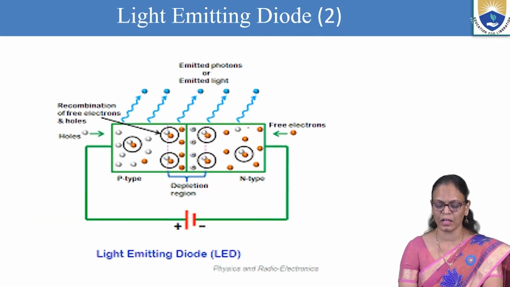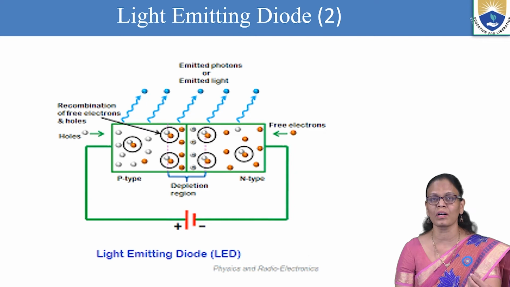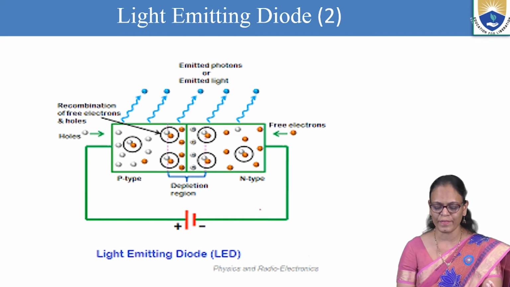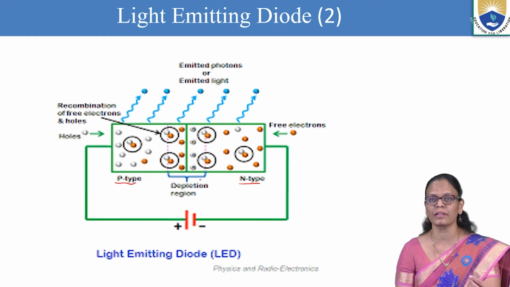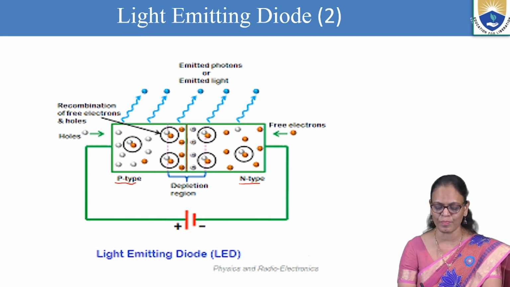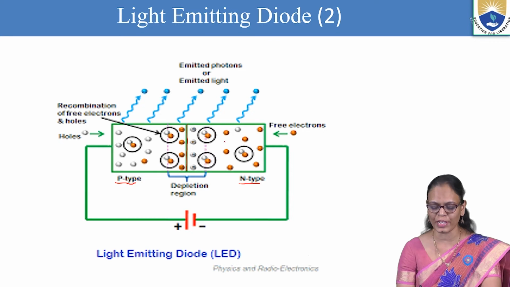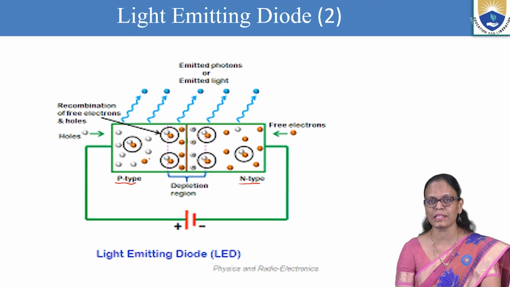So let us understand the phenomena or the working of the LED with the help of this diagram. What we have seen here is that P-type and N-type materials are doped. We have taken different elements from different groups and combined them so that a junction is formed. Once a junction is formed, there is diffusion of electrons from the N side to the P side and holes from the P side onto the N side.